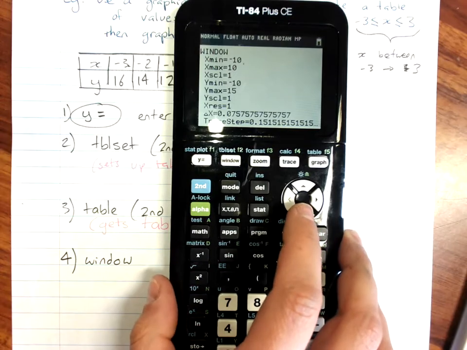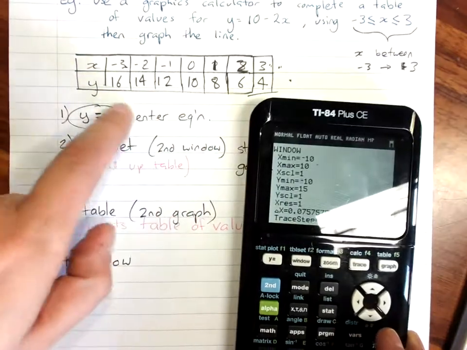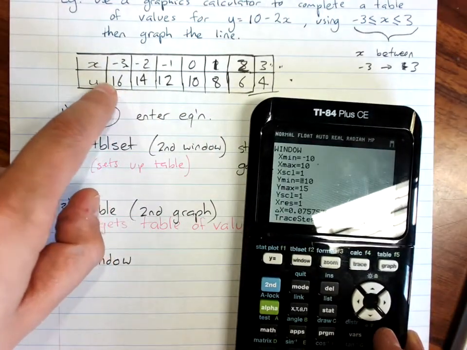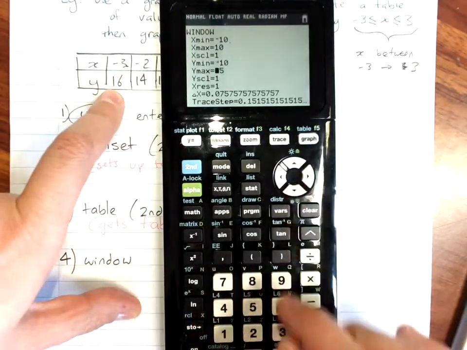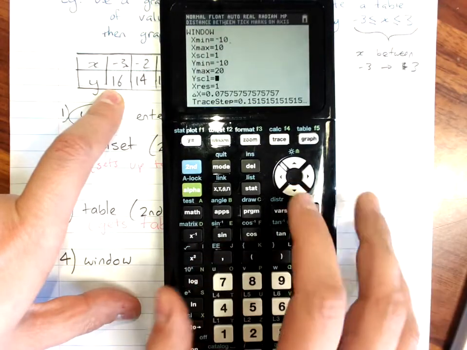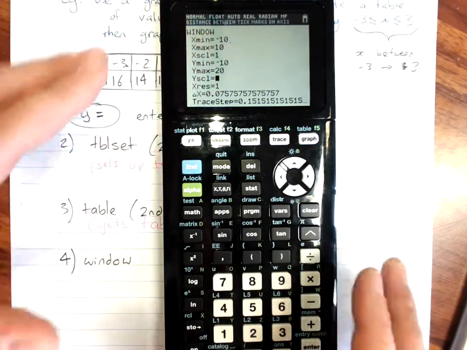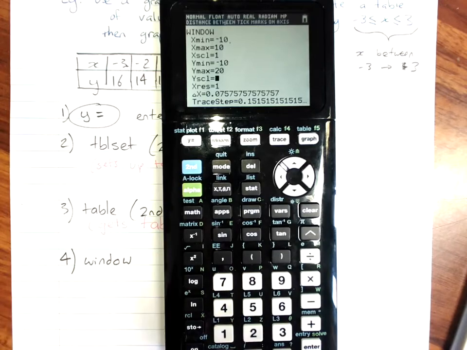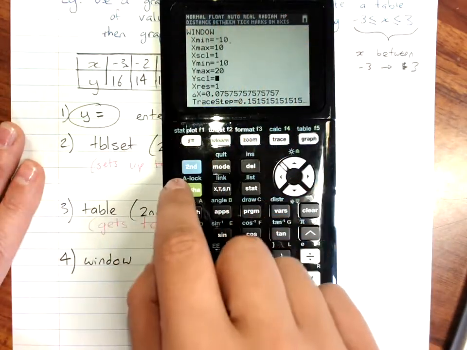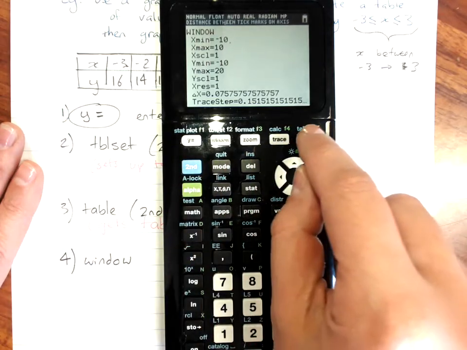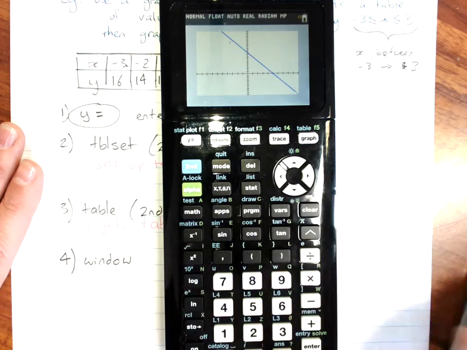Y minimum of -10, sure, no worries, but our Y max here should be at least big enough to fit this in. So let's say our Y max is 20. Y scale, it just says Y is going up by 1. So you're just making your window, your graph, big enough, but not too big. So once you've set that up, if you hit graph, it will graph the line for you.